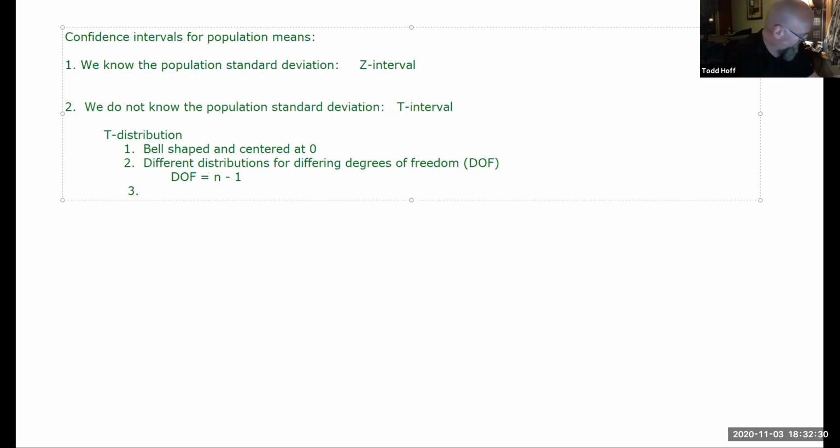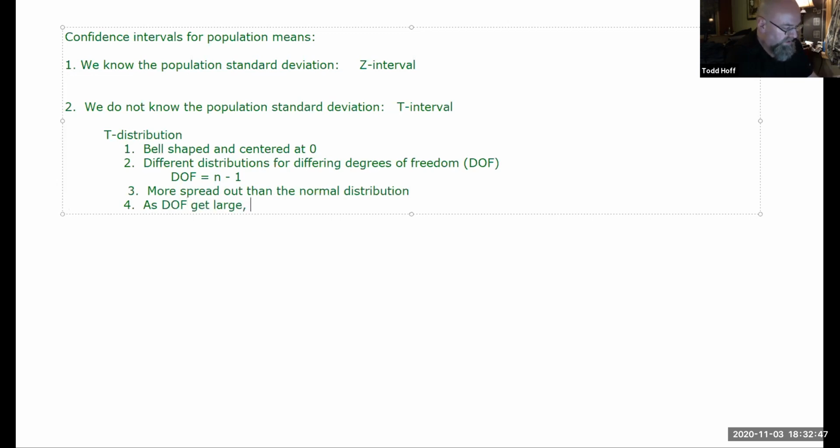The t-distribution is always more spread out than the normal distribution. And as degrees of freedom get large, it is approximately the normal distribution. In fact, a lot of textbooks only go up to a certain size for the t-distribution because after that it's so close to the normal distribution it isn't worth the difference.